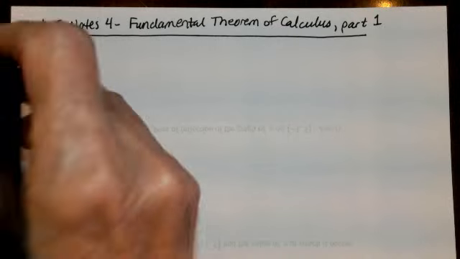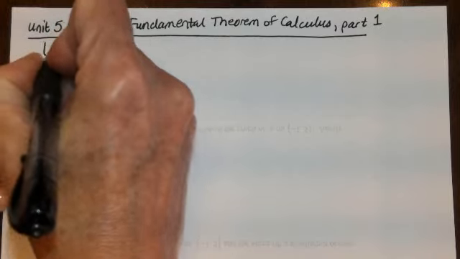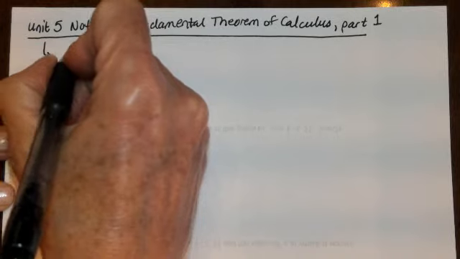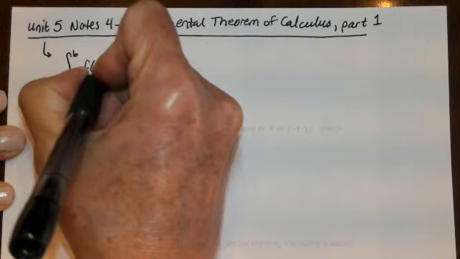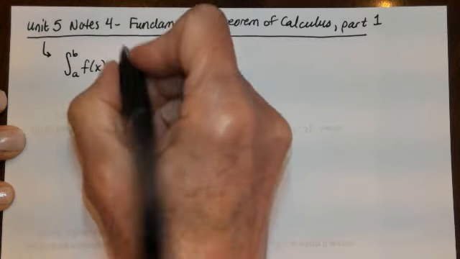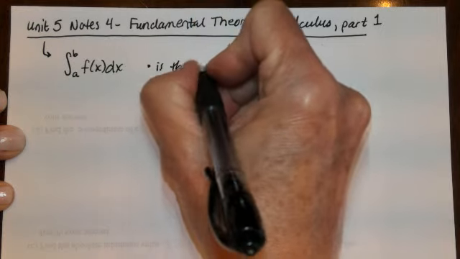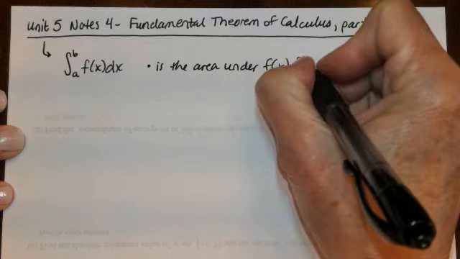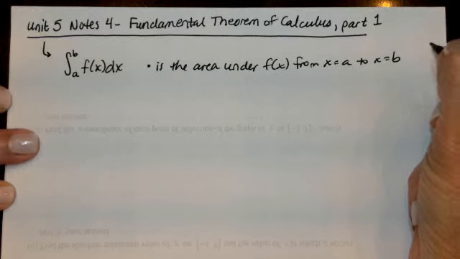Okay, let's begin with kind of reviewing a little bit of what we've done so far in Unit 5. What we've talked about are two different types of integrals. We've talked about the definite integral, and a definite integral has boundaries. And we know that a definite integral is the area under the curve from x equals a to x equals b. We know that it's definitely the area, okay?